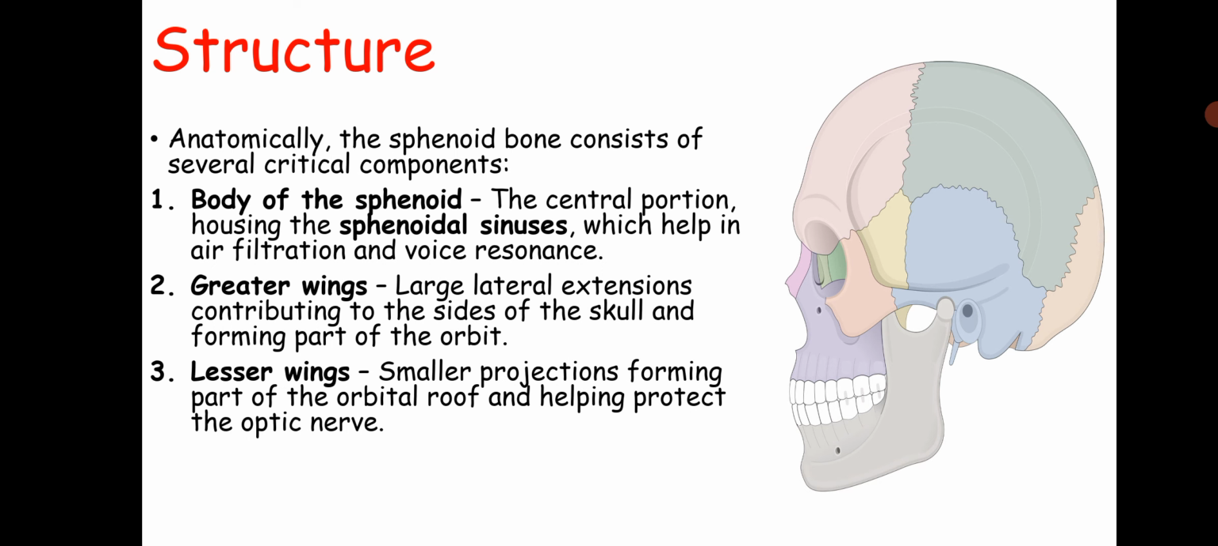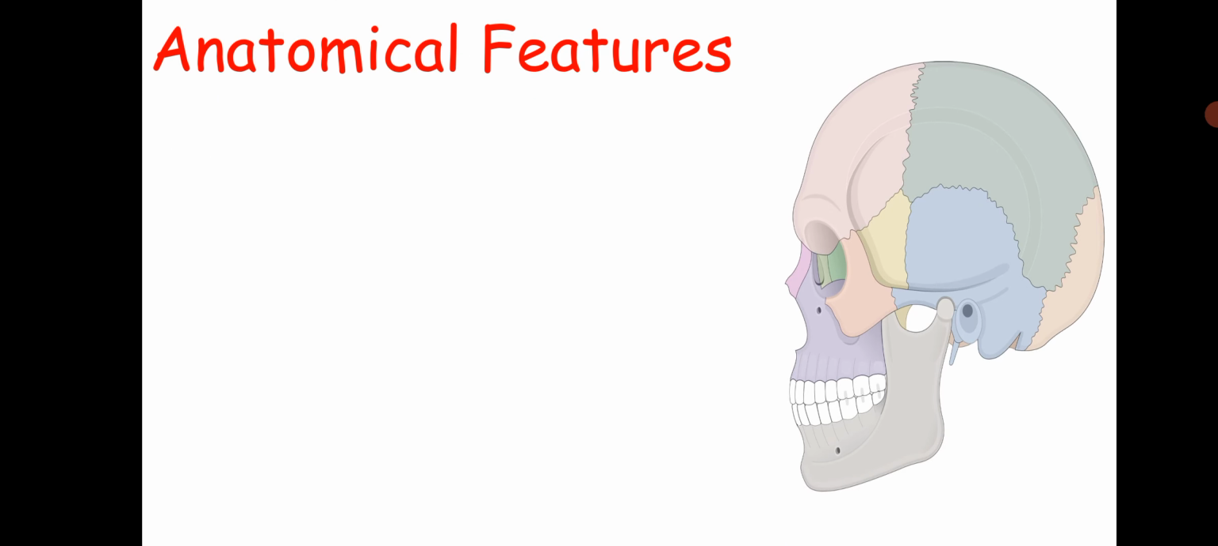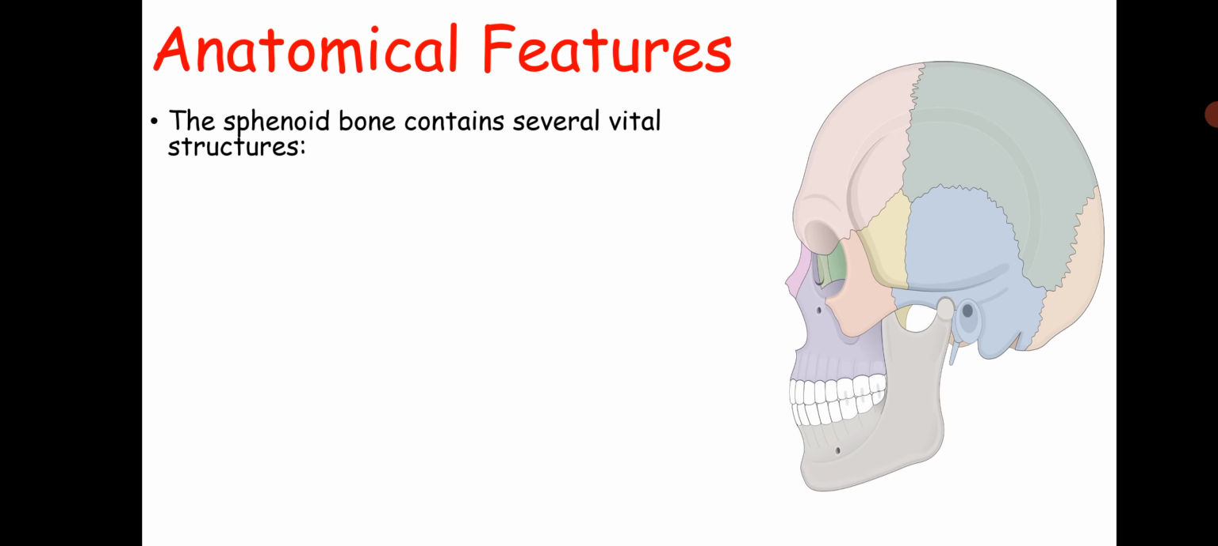forming part of the orbit. Next component of the sphenoid bone is the lesser wing, that are small projections forming part of the orbital roof and helping protect the optic nerve. Next feature is the pterygoid process, that is an extension pointing downward, serving as attachment site for muscles involved in chewing and swallowing.